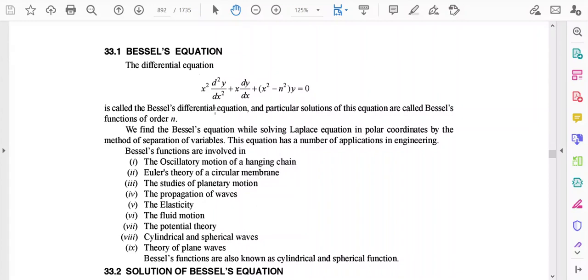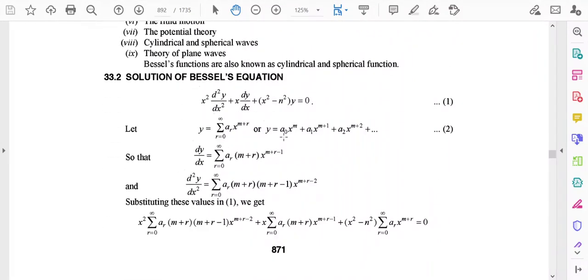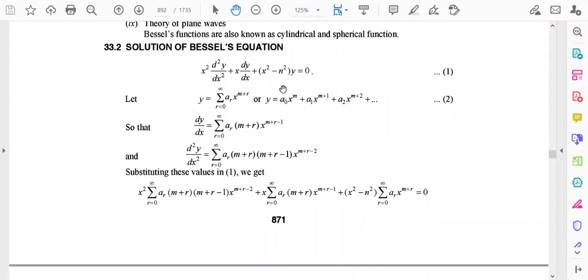Now we will discuss the solution of Bessel's equation. So this is Bessel's equation, given as equation number 1. Now how to solve this type of equation? We have already learned about the series solution method, so we will apply that method to solve Bessel's equation.